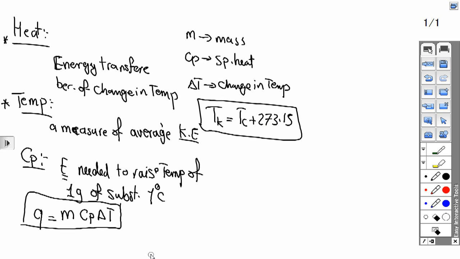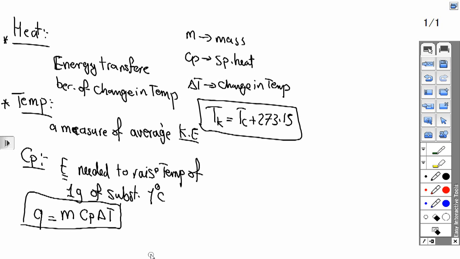For example, 15 Celsius and 10 Celsius, the difference between them is 5. If you change 15 Celsius to Kelvin and 10 Celsius to Kelvin, the difference will also be 5. So the difference in Celsius is the same as the difference in Kelvin.